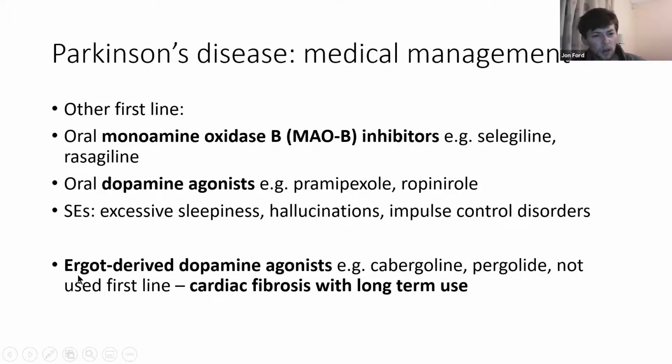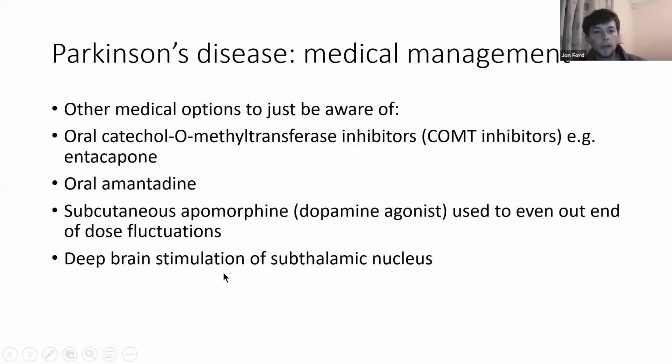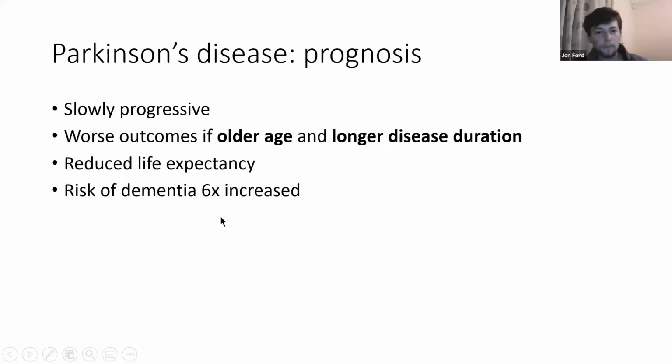And these ergot derived dopamine agonists, such as cabergoline, pergolide, I think that's how it's pronounced. I don't think they're used very often now, but it's worth being aware of them because they cause cardiac fibrosis. And that's something that they could ask in an MCQ, perhaps. Other medical options, I'm not going to cover in much detail. The slides will be going out, so you'll be able to have a little look at this, but in the interest of time, I might just skip over it.